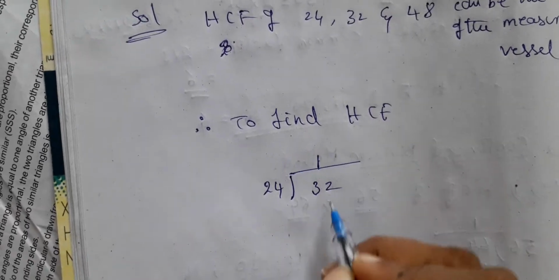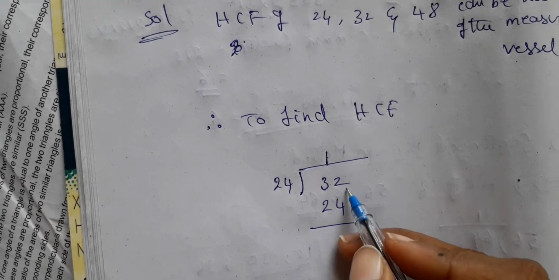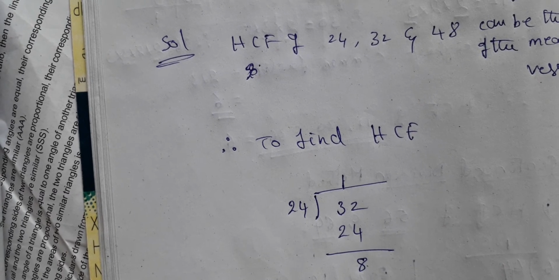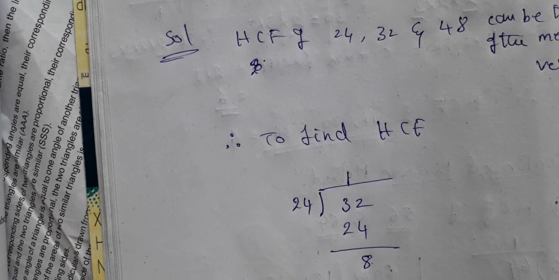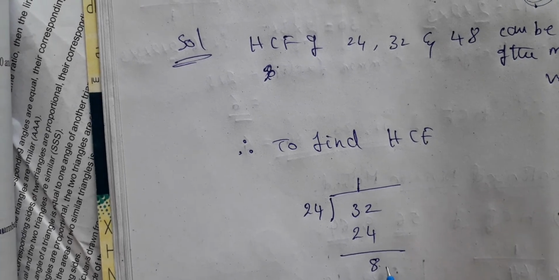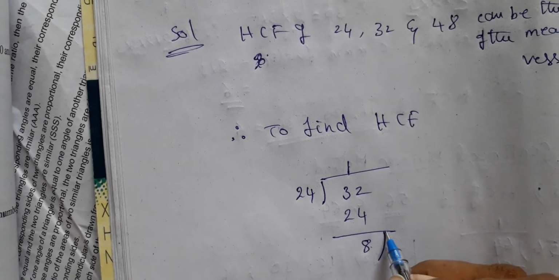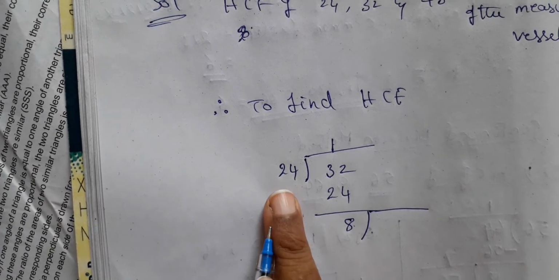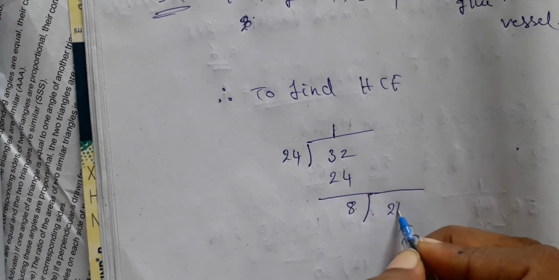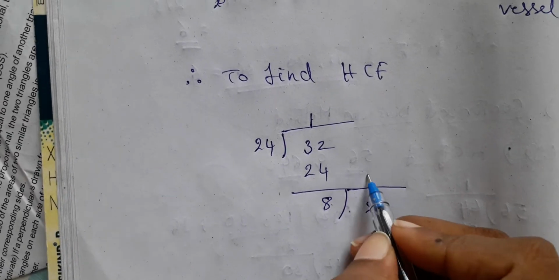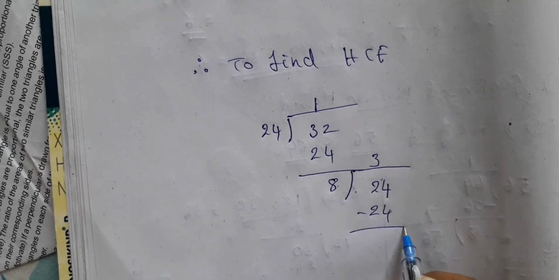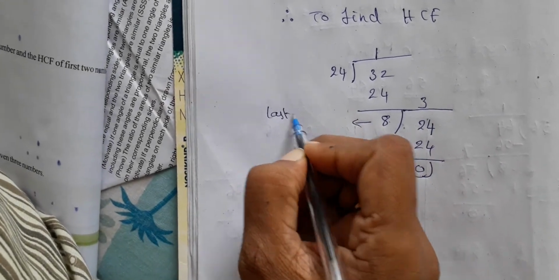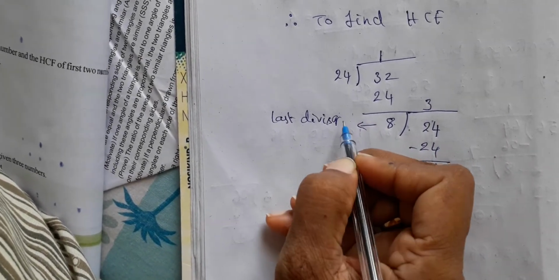24 goes into 32 how many times? 1 time. So 32 minus 24 is 8. Is it so? Right. Now the remainder is not 0. Hence what are we doing here? We have to bring the divisor here as the dividend. Now 3 8s are 24. So the remainder is 0. This is the last divisor.